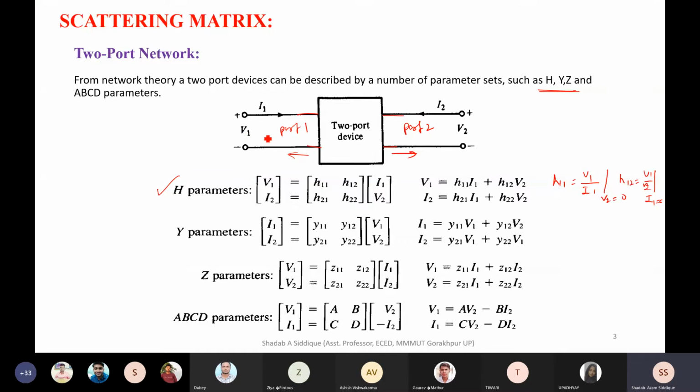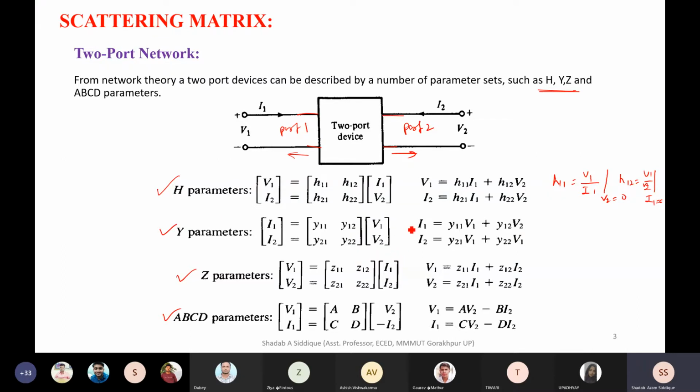So we are considering the H parameter, Y parameter, Z and ABCD, whatever we are going to find out. That will be based on the open circuit and short circuit concept. By taking port 1 short circuited, port 1 open circuited, port 2 short circuited, port 2 open circuited, depending on the combination, we can find out these parameters. Similarly, we have the Y parameter, that is called admittance, and the Z parameter and ABCD parameter, we can find out, we have the equations.